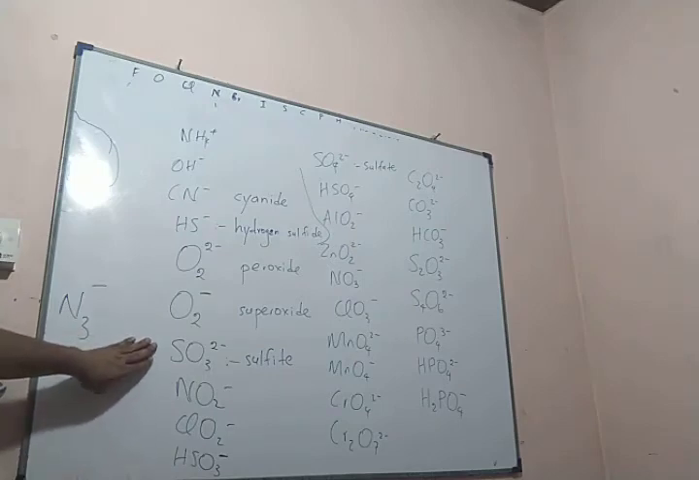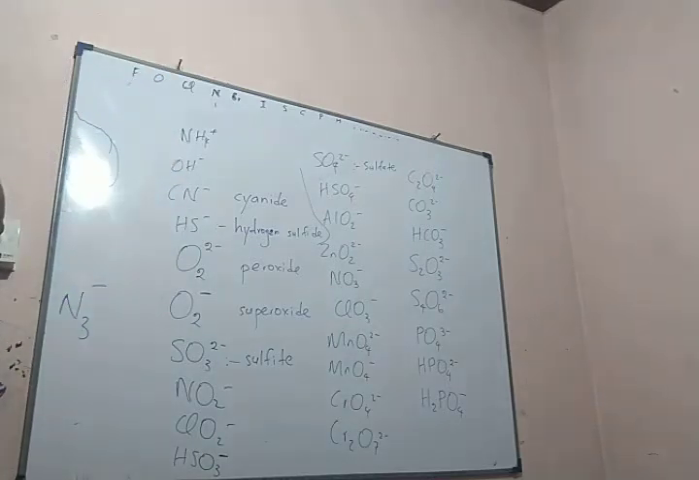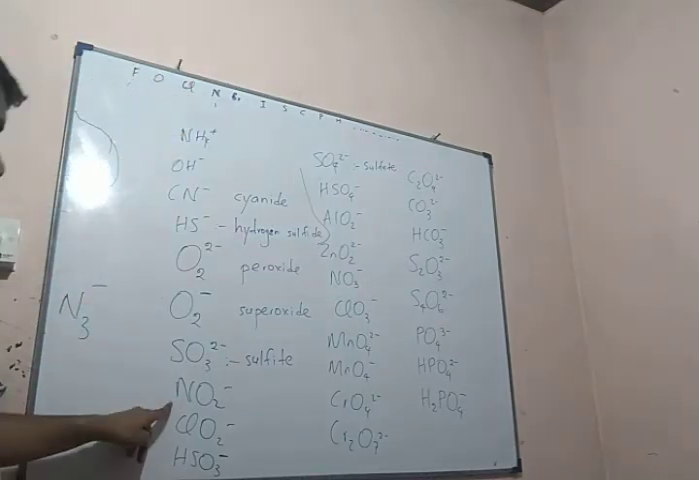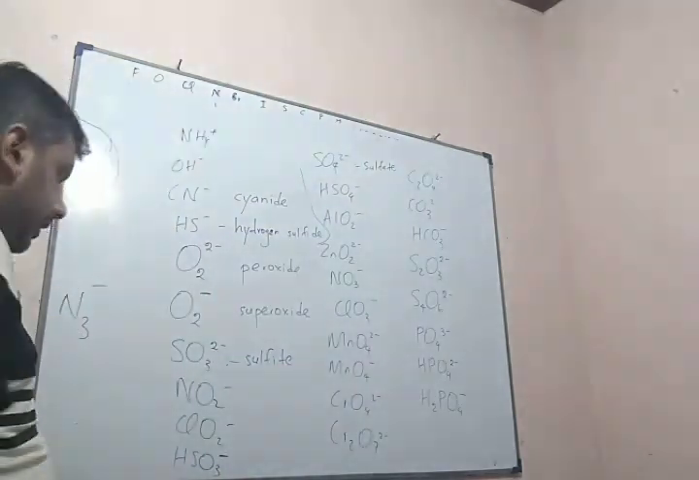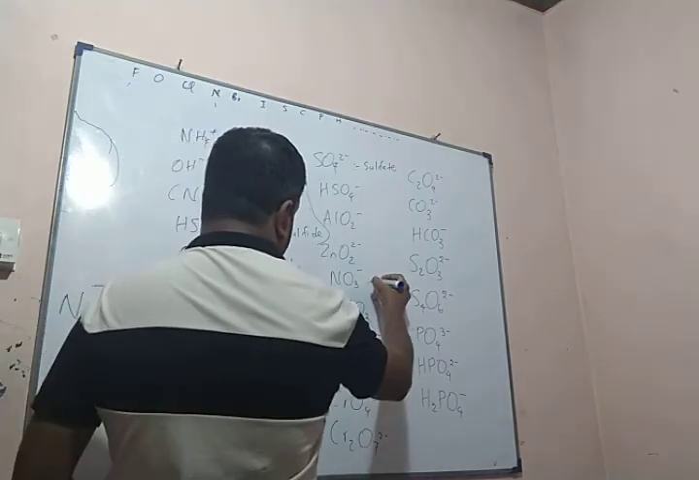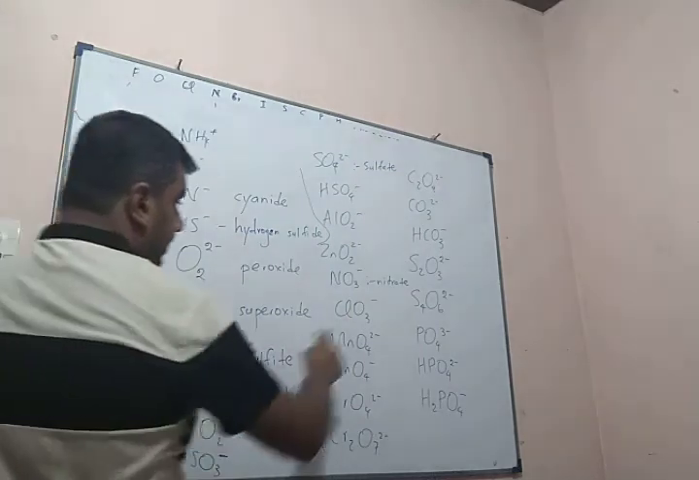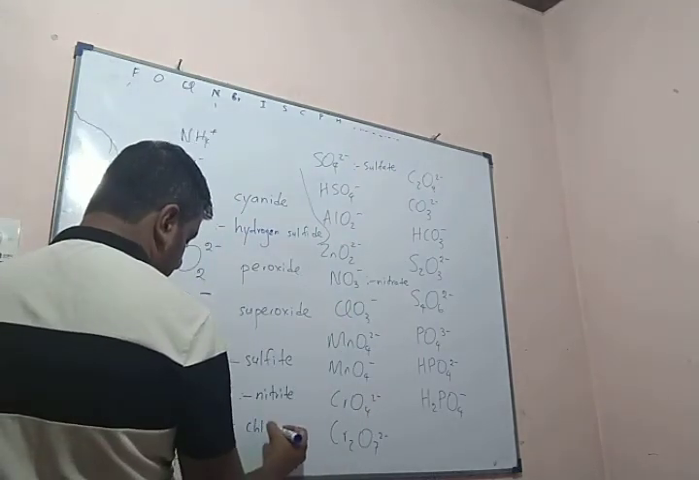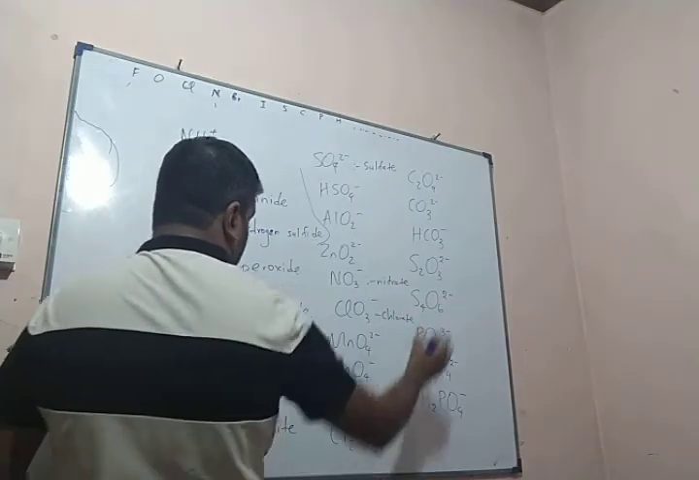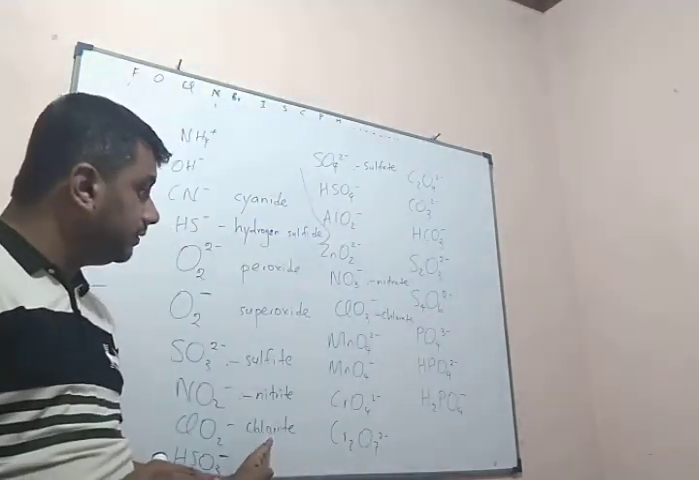The ion with the lower number of oxygen is named sulfite. The ion with the higher number of oxygen is normally called sulfate, right? Okay, and NO2 minus, NO3 minus, what's the name? Nitrite, nitrate, right? ClO2 minus and ClO3 minus: chlorite, chlorate.